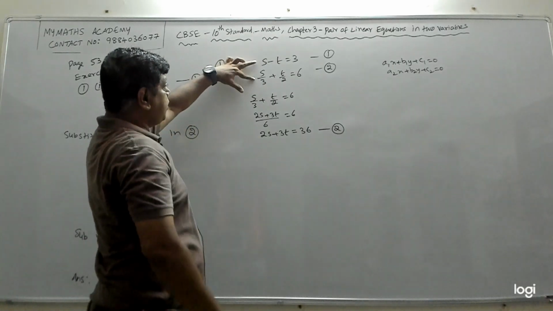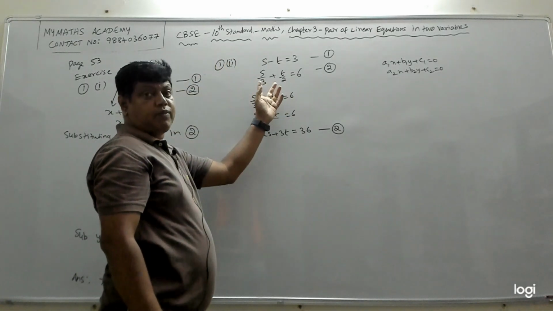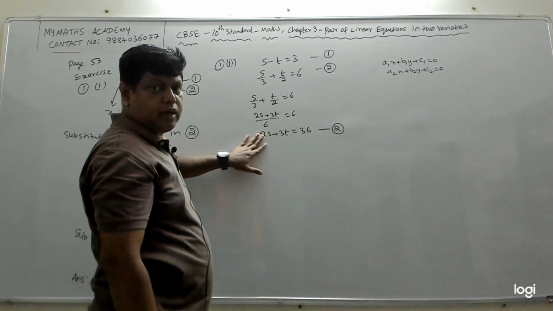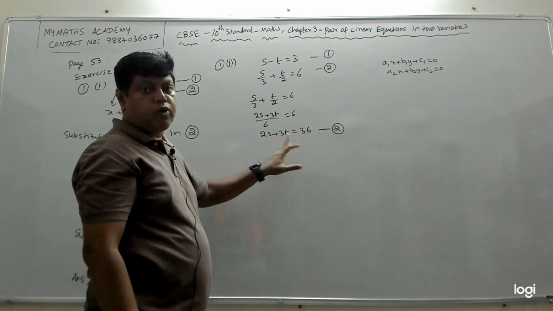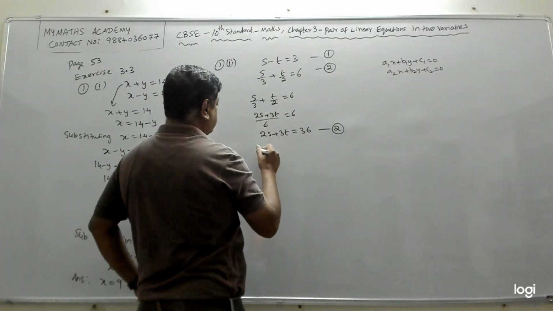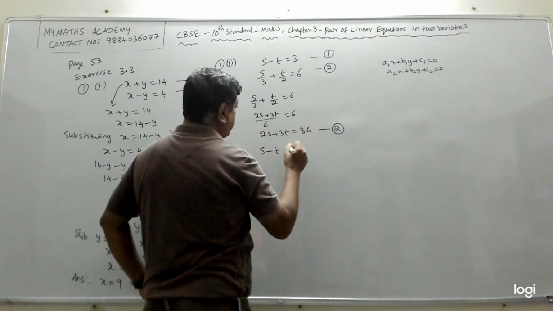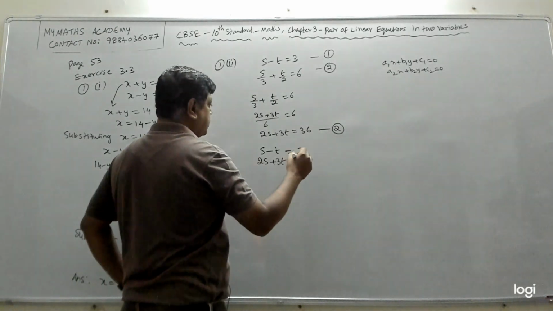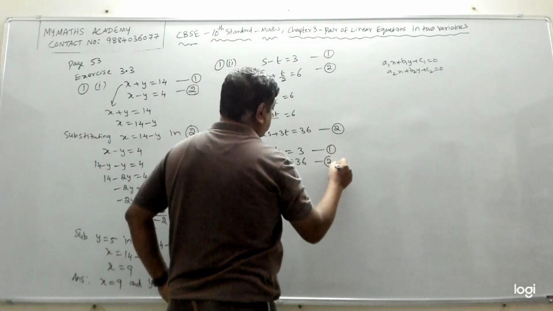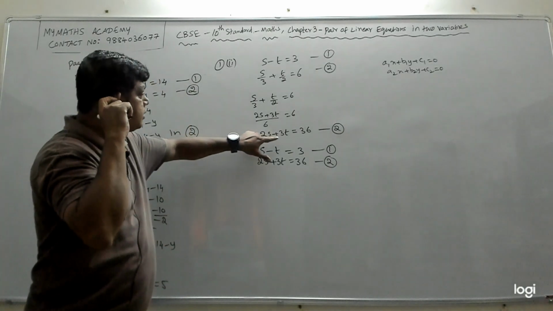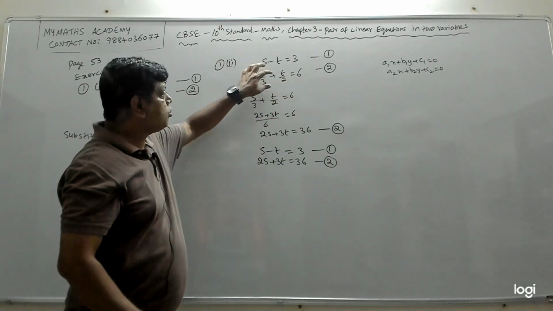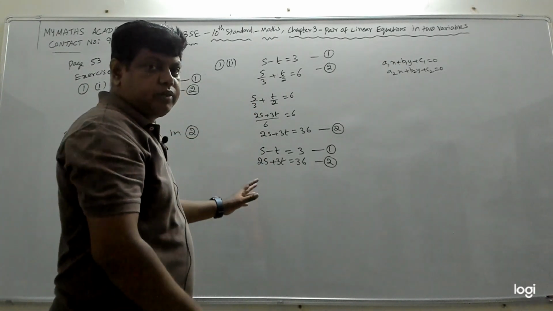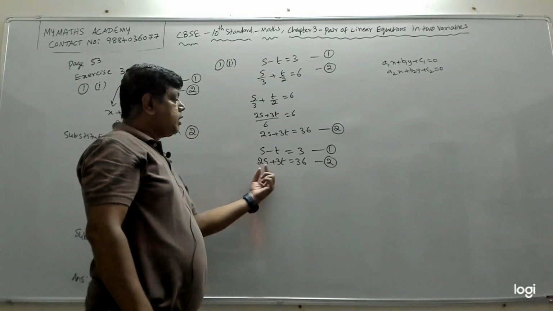So what we have done: the given equations are these two. Just to avoid having the denominator, we have simplified the second equation. We have got an equation without any denominator. Now we have to solve this and this. So s minus t is equal to 3 is one equation, and the other one is 2s plus 3t equal to 36. We call this 1 and this 2. This 2s plus 3t equal to 36 and s by 3 plus t by 2 are equal, the same equation only. The only thing is we have changed the second equation in such a way that there is no denominator.